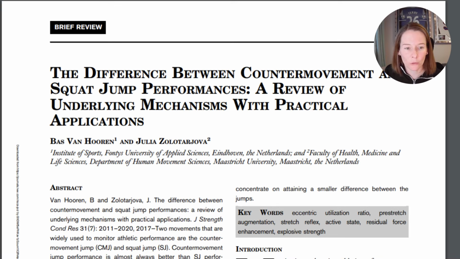In the discussion of this study, they do talk about some of the potential mechanisms that may explain their findings, including some individuals having a better ability to pre-activate and pre-tense their muscles. They also talk about muscle slack and tendon slack and how that may influence the outcomes. And they reference another paper from Bas van Hooren, published in 2017, talking about the underlying mechanics of the counter movement and squat jump performance.